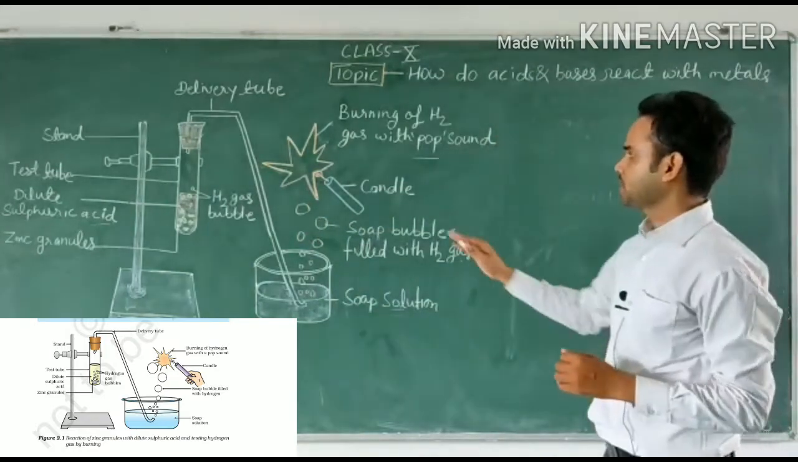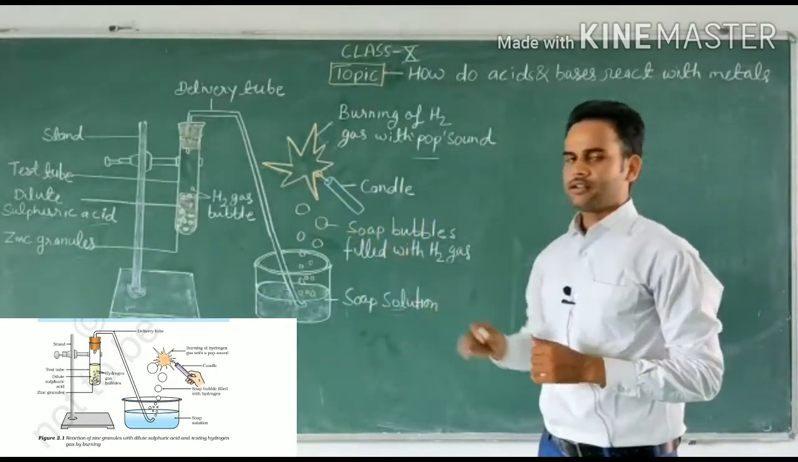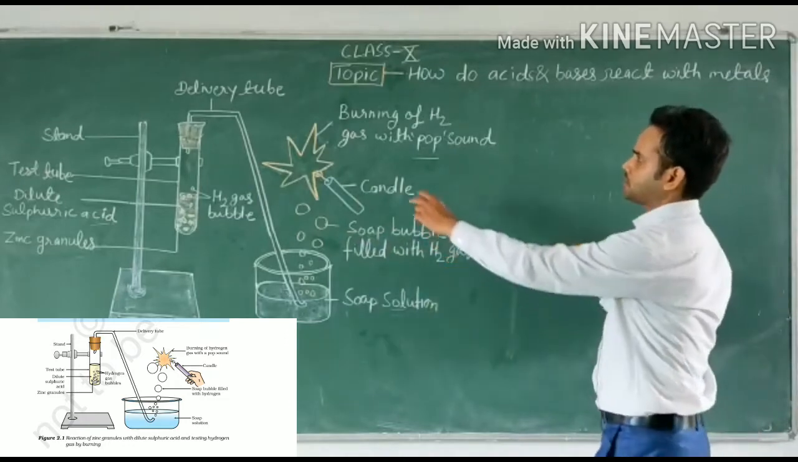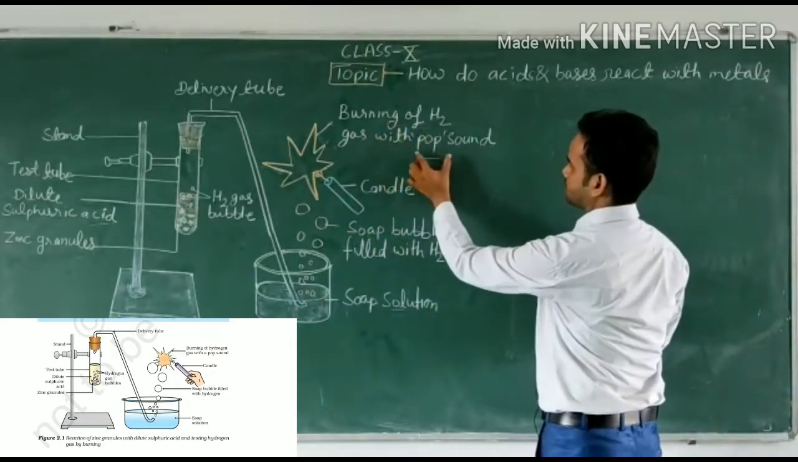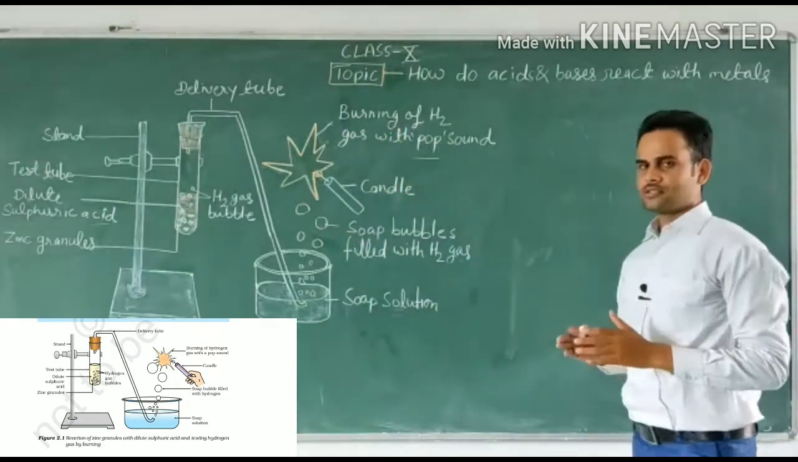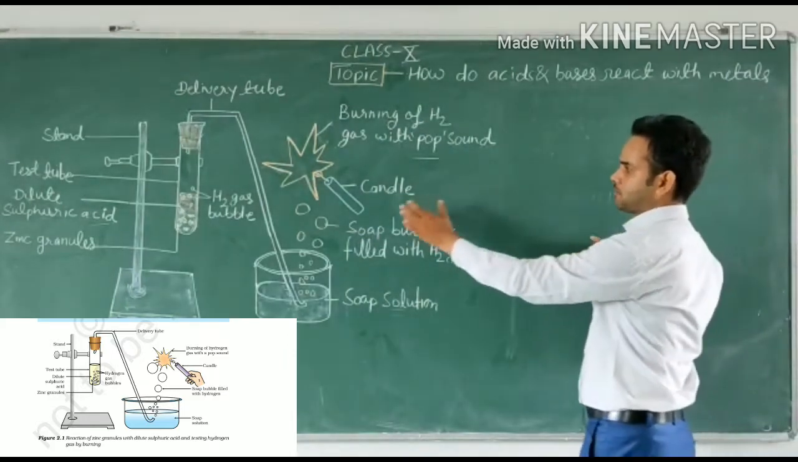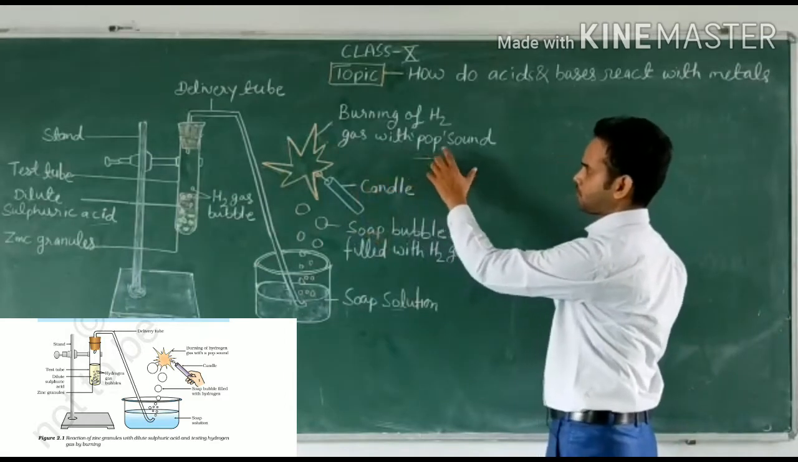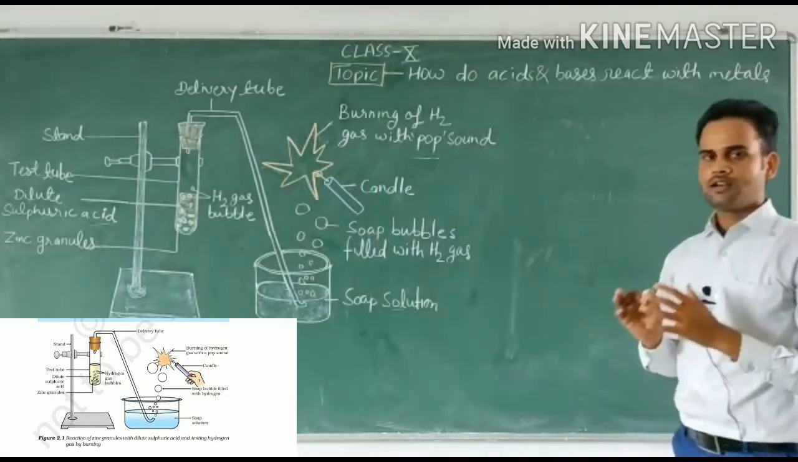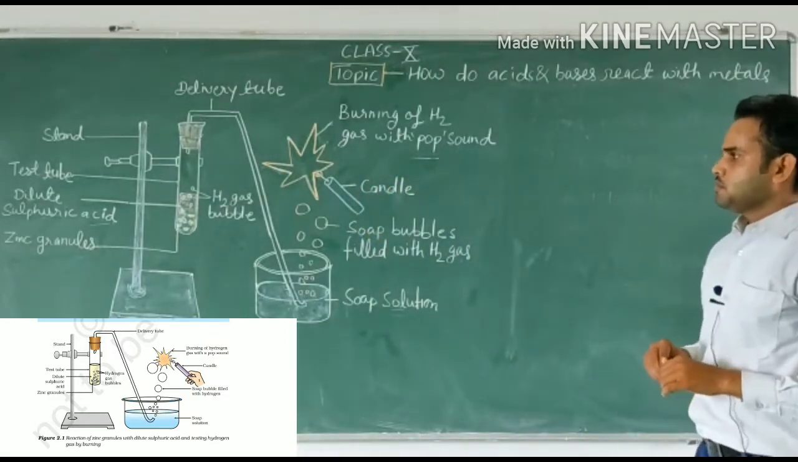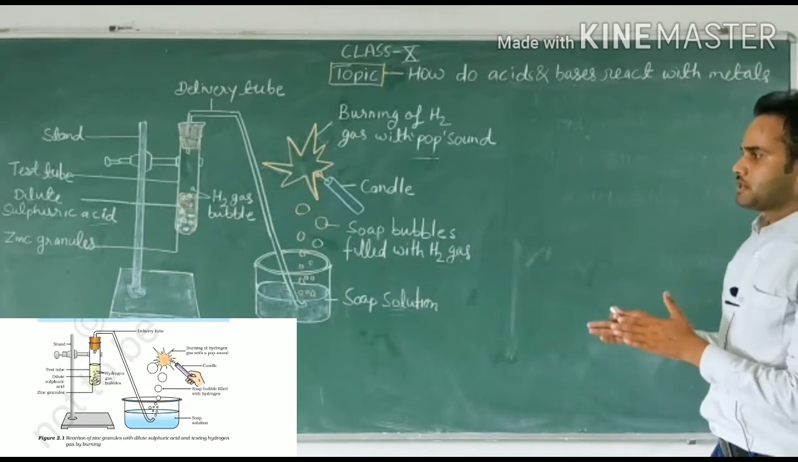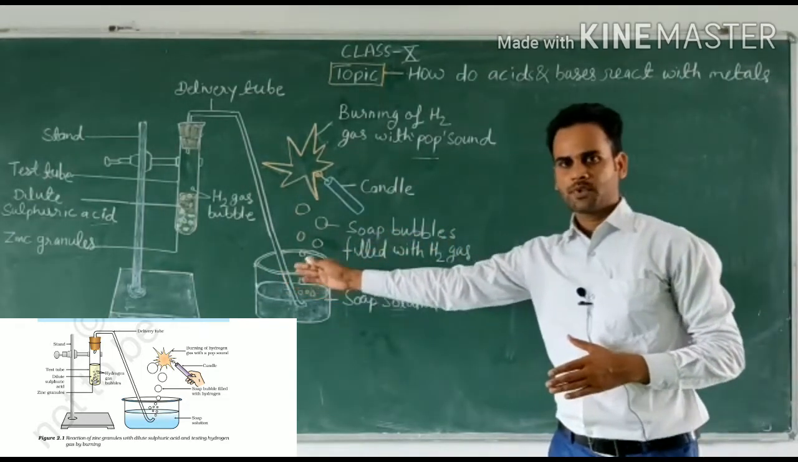For this we are taking a burning candle here. So you can see here the burning of hydrogen gas with a pop sound. Hydrogen gas burns with a pop sound. After we place the burning candle here, we can observe this pop sound. That is why we can say this is hydrogen gas. So we can notice that when acid reacts with metal, it forms hydrogen gas.